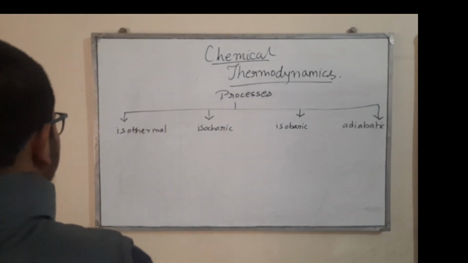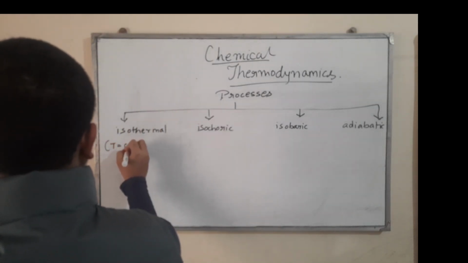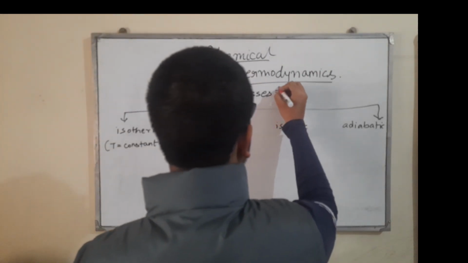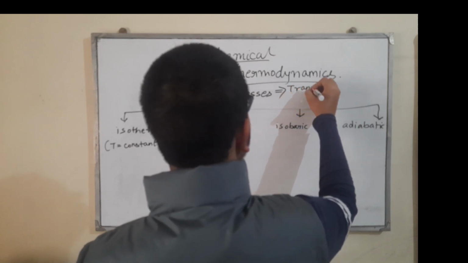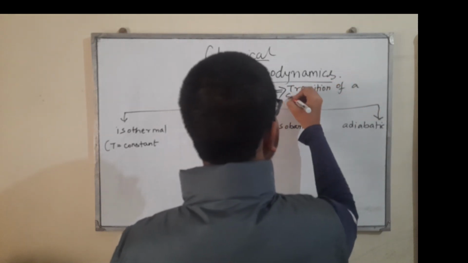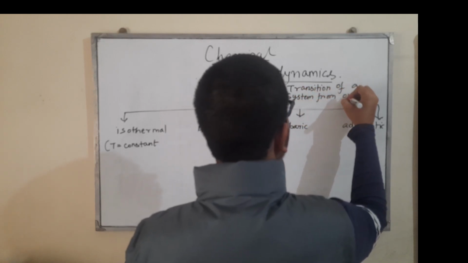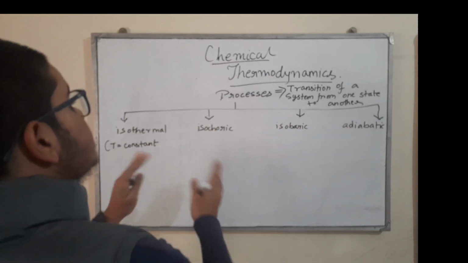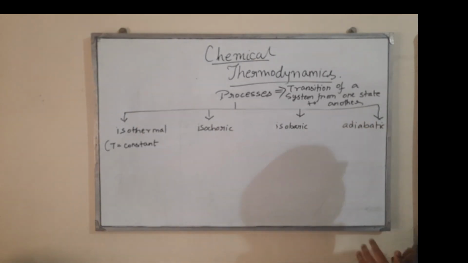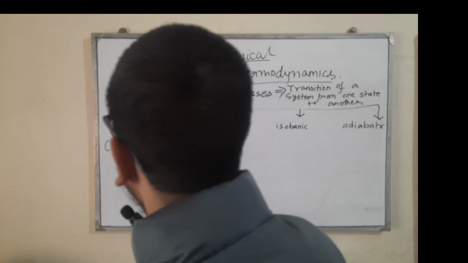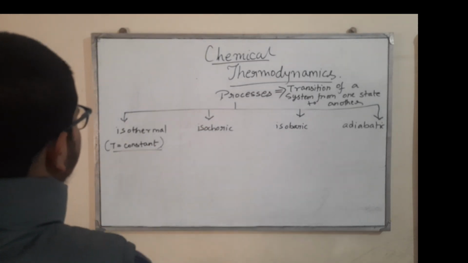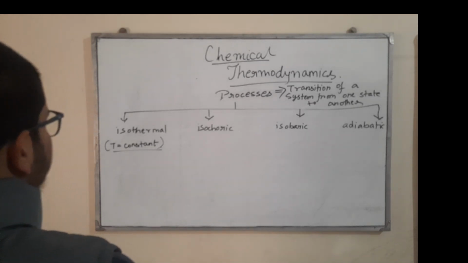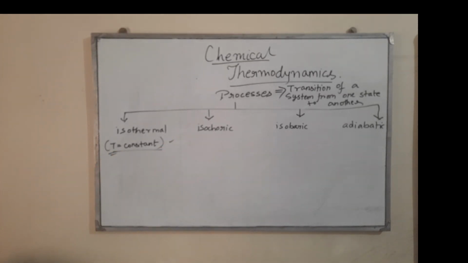Isothermal. In isothermal process, the temperature of the system remains constant throughout the process. Let me first define a process. What is a process? Process is transition of a system from one state to another. When a system is transitioning from state A, suppose, to state B, then it's called a process. If during the process temperature is constant, then it's called an isothermal process. Other parameters like pressure, volume may change. It's not compulsory that pressure, volume might be constant. Temperature constant, then it's isothermal.